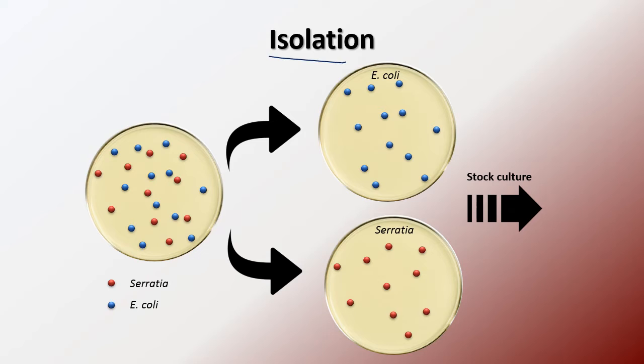Isolation. Look at this plate. This plate contains two different types of bacteria. The red ones are Serratia and the blue ones are E. coli. We try to isolate single colonies or isolates from the mixed culture through the process called isolation. The same thing happens here. We try to isolate Serratia from a mixed culture, and all of these we call isolates, and they are pure cultures. Once you obtain a pure culture, you use it to make a stock culture. A stock culture is a culture that we usually keep for years as a stock.